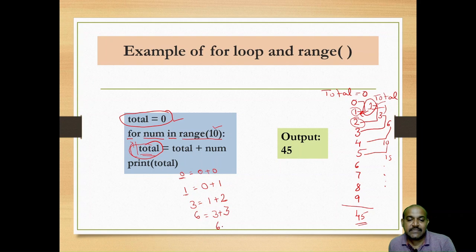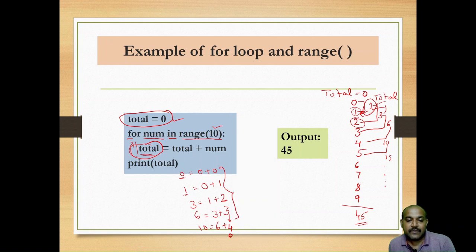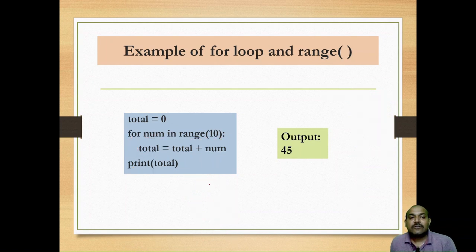Next time when it goes to the for loop, i was previously 3, now it becomes 4. Therefore, 6 plus 4 is 10. This is going to repeat until i takes the value 9. Once it takes the value of 10, it will come out of the loop and print the total. So, this is how it works, adding all the first 10 whole numbers. Therefore, the output you are getting is 45.